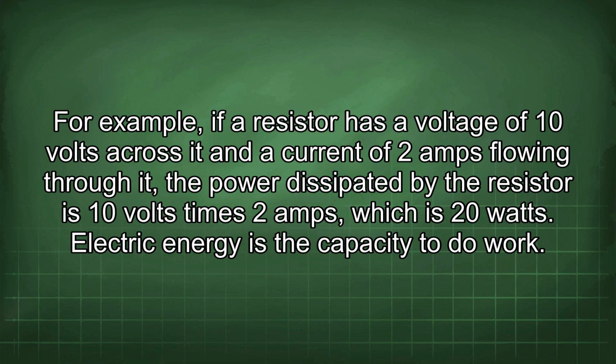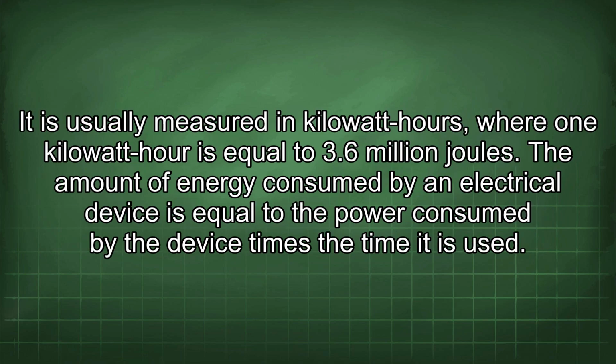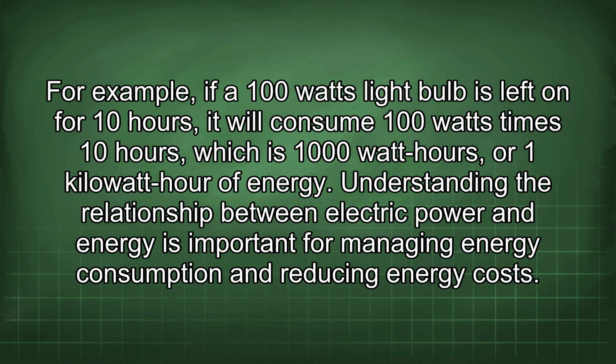Electric energy is the capacity to do work. It is usually measured in kilowatt hours, where 1 kilowatt hour is equal to 3.6 million joules. The amount of energy consumed by an electrical device is equal to the power consumed by the device times the time it is used. For example, if a 100 watt light bulb is left on for 10 hours, it will consume 100 watts times 10 hours, which is 1000 watt hours, or 1 kilowatt hour of energy.